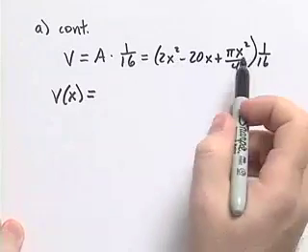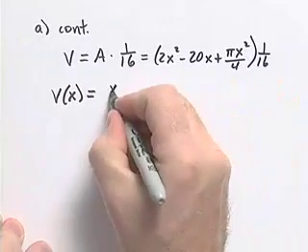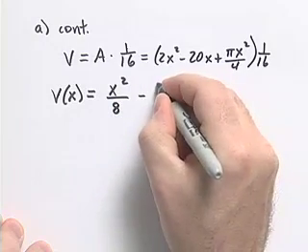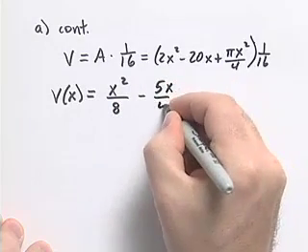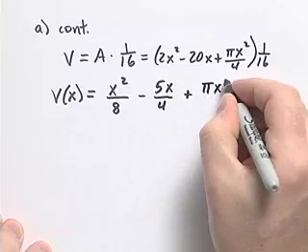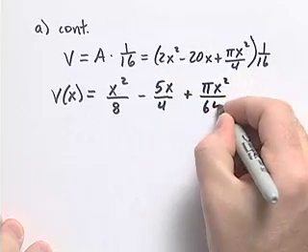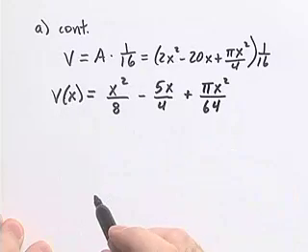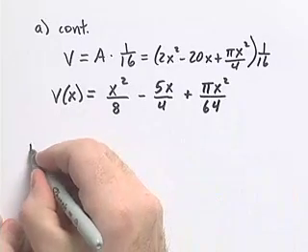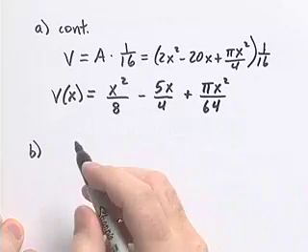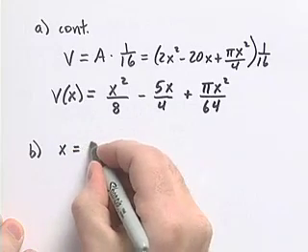We multiply these two together, our volume will be x squared over 8 minus 5x over 4 plus pi x squared over 64. And so here we have the volume expressed as a function of x alone. In part B, we're asked to find the volume of the ice if the width is 90 feet. So we're actually given that x is equal to 90 feet.